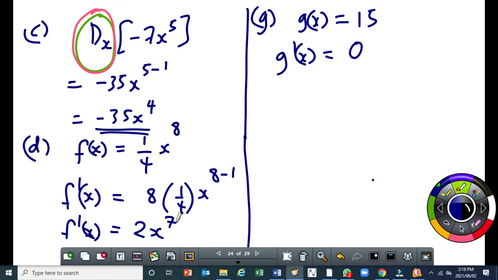Then the derivative of a constant, that is g of x equal to 15, is 0. You don't have to think that. The derivative of a constant is 0. Okay, let me just erase this, write it nicely. The derivative of a constant is a 0. So g prime of x is going to be 0. Right? Okay, any question? If you don't have a question, then allow me to move on to more complex ones.